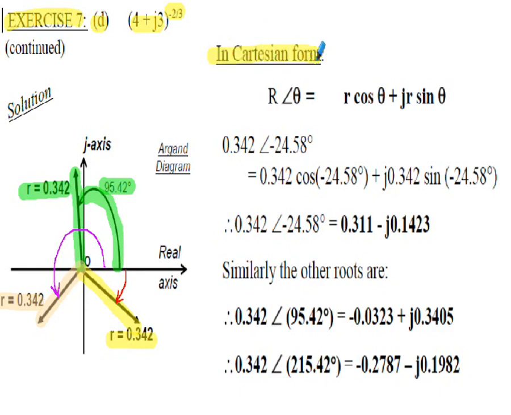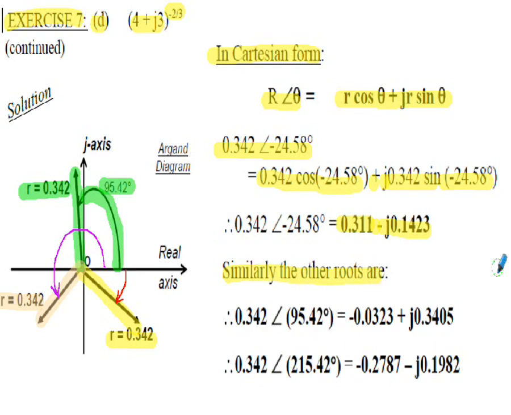If we now want to convert into Cartesian form, we currently have the R argument theta format, the polar format, and to convert that into Cartesian form we use the R cos theta plus jR sin theta expression. Considering the first solution, 0.342 argument negative 24.58, converting that into Cartesian form we get 0.342 cos of negative 24.58 plus j 0.342 sine of negative 24.58. Evaluating that expression, we get 0.311 minus j 0.1423. We can adopt the same approach for calculating the other solutions in Cartesian form.